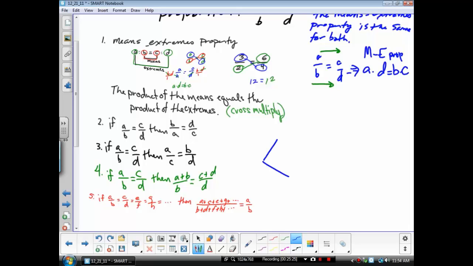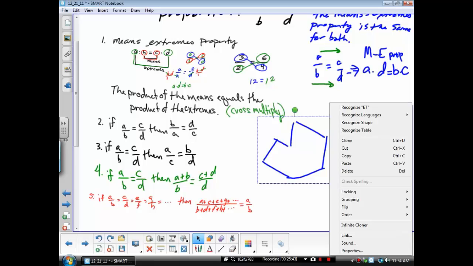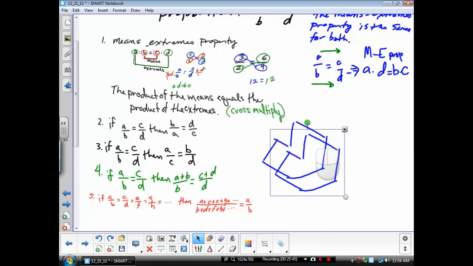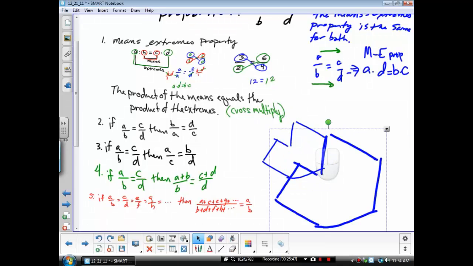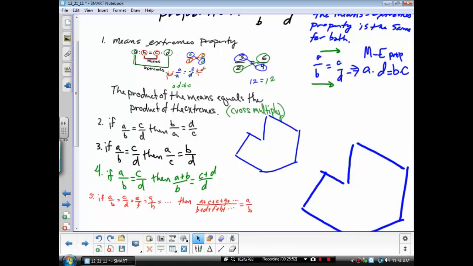This is one reason why I love the smartboard, because no matter what kind of crazy figure I draw, I can always create a figure that's similar to that by just cloning. Oh, I love to cheat. Okay, so I have two similar figures here.